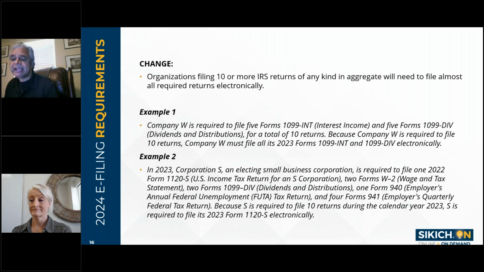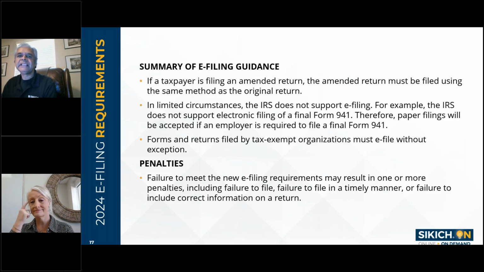Or look at example 2. If corporation S, an electing small business corporation, is required to file one 2022 form 1120S, 2 forms W-2, 2 forms 1099-DIV, 1 form 940, the annual federal unemployment tax return, and 4 annual 941 tax returns, if you add all those up, it comes to more than 10 returns. So you can no longer do this by paper. You have to do this electronically.